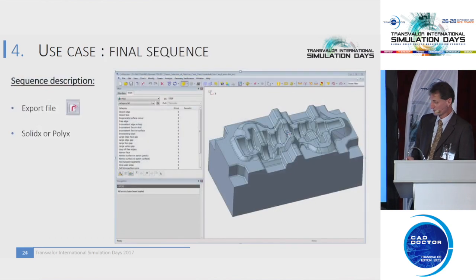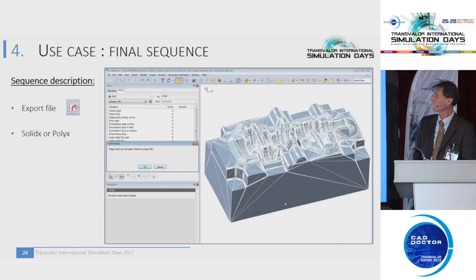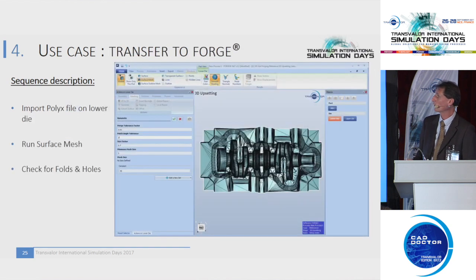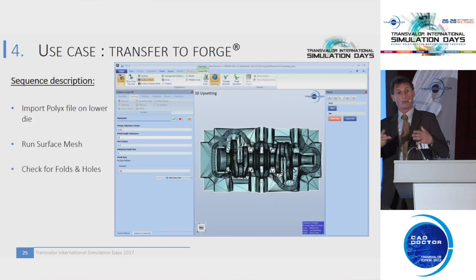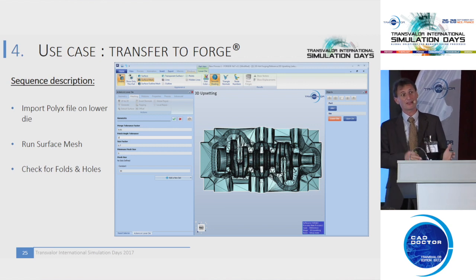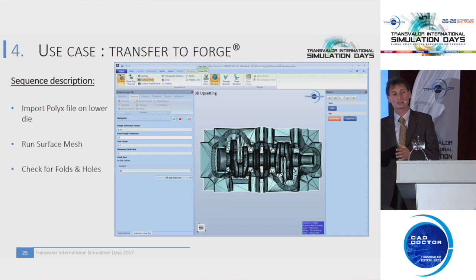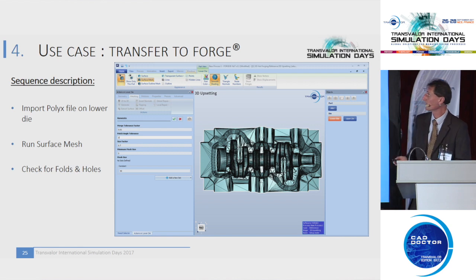And so this is where we take the final sequence, where we will export the file and choose the two formats mentioned before, the PolyX or the SolidX. Once we reach that point, then we can move to Forge. We can move to Transvalor software. And this is where we can import the file coming from CADdoctor. And this is what we can see right here. So this is after importing the file from CADdoctor.